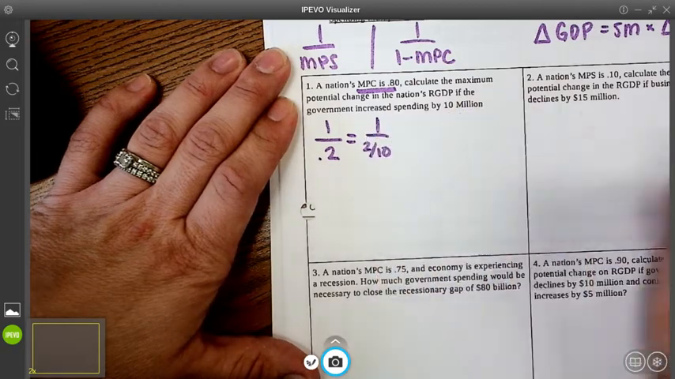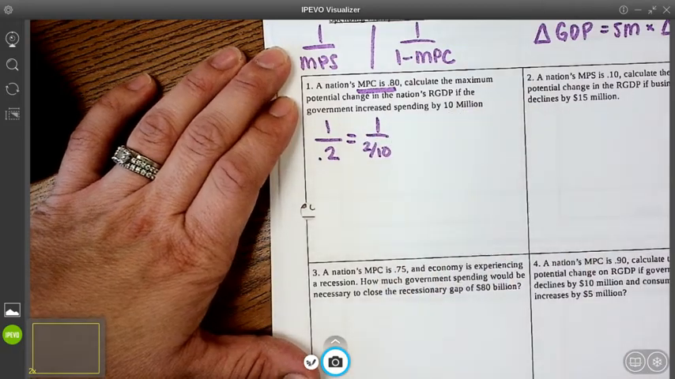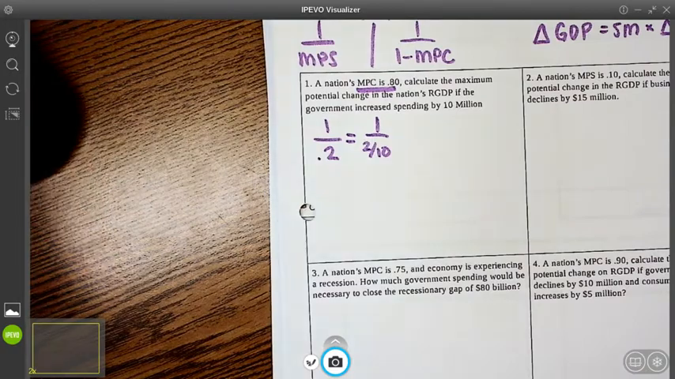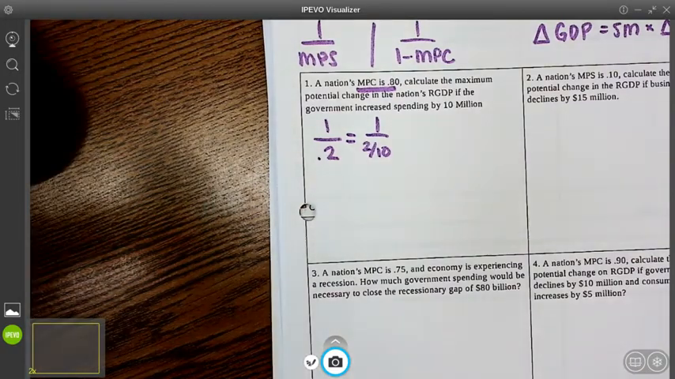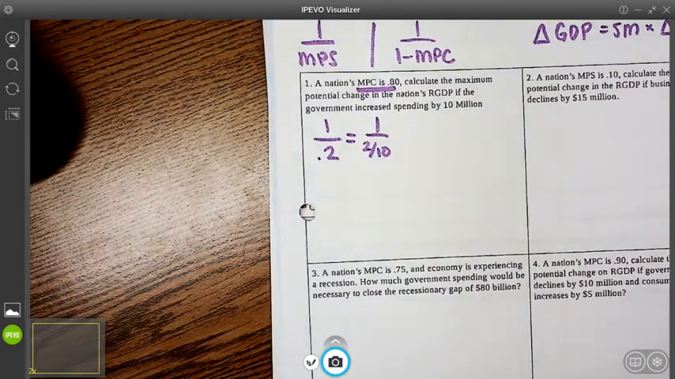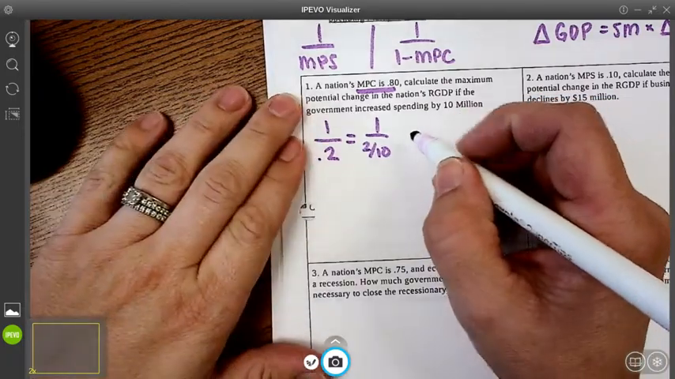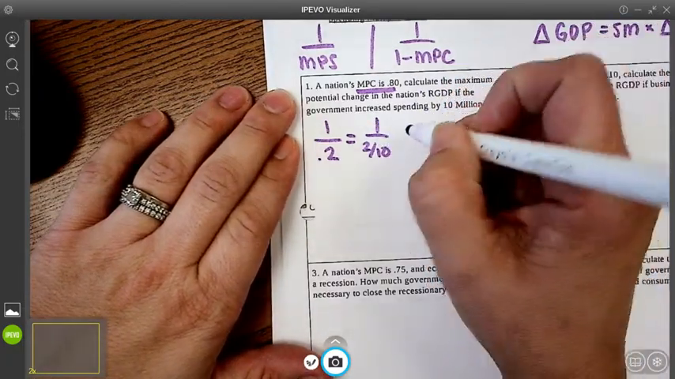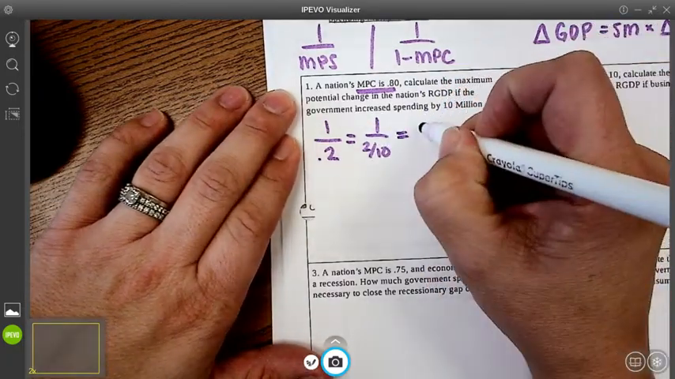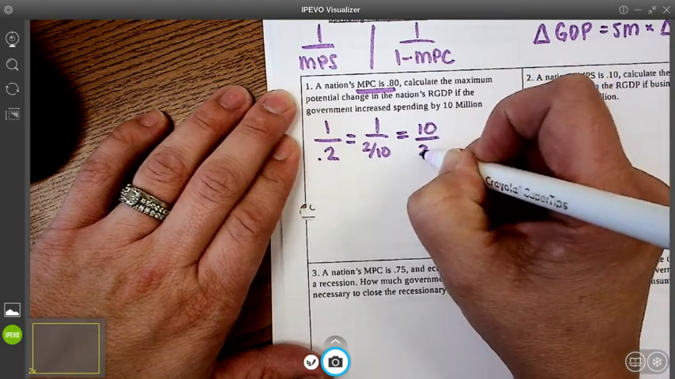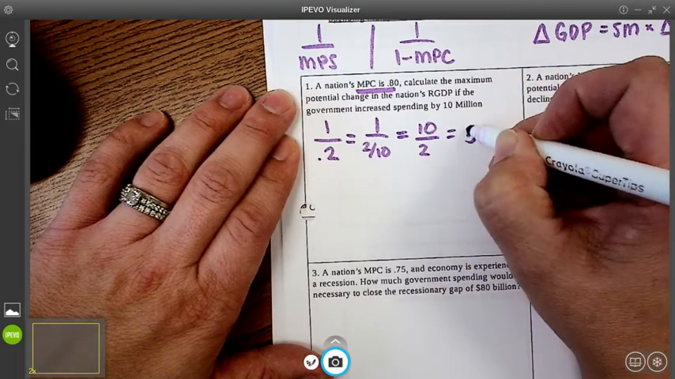For those of you that look at 1 over 0.2 and you start to get a little nervous about decimals and dividing, don't panic. 1 over 0.2 is the same as 1 over 2/10. How do we divide by a fraction? We multiply by the reciprocal. So this is the same as 10 over 2, which equals 5.